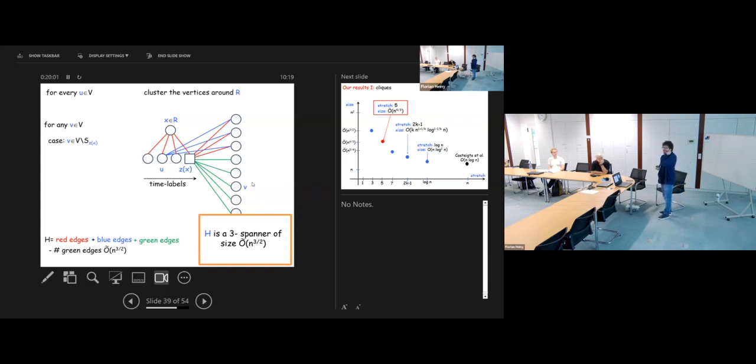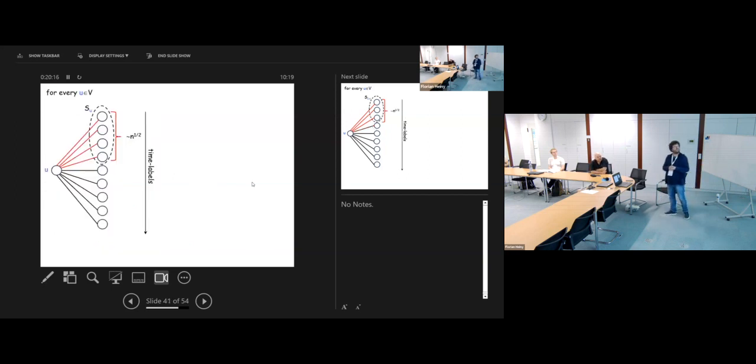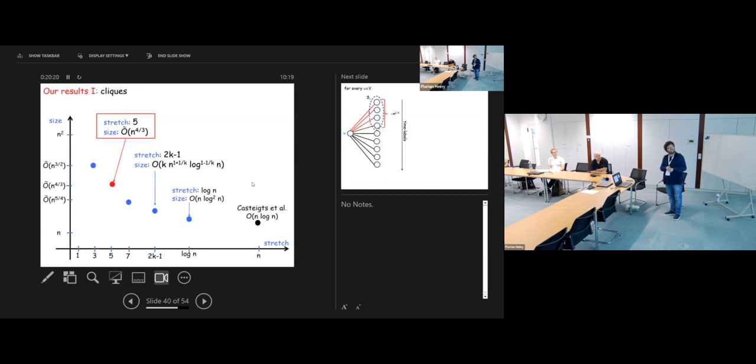Okay. And in order to generalize it to a larger stretch, I'll just give you some idea. The idea is the following. Let me try to show you how to get stretch 5 with size n to the 4 over 3.